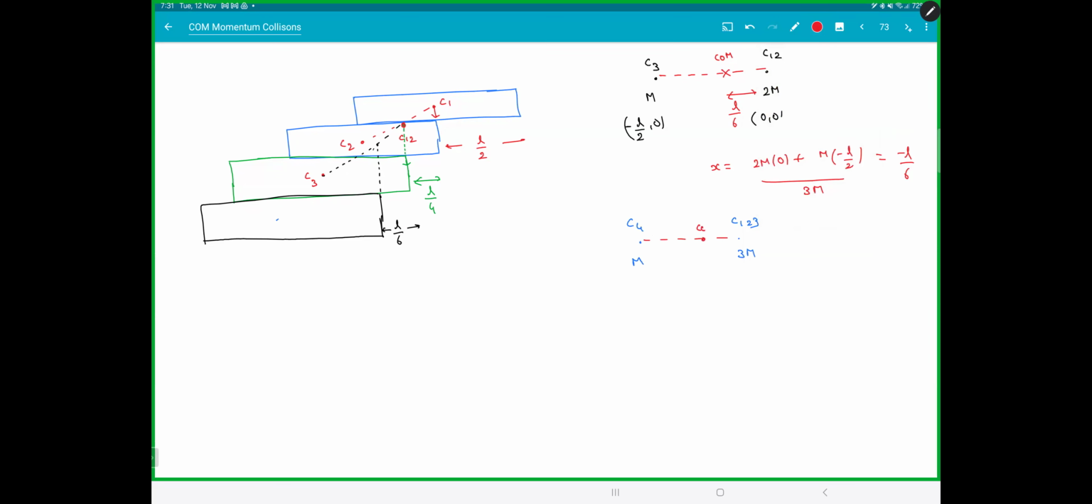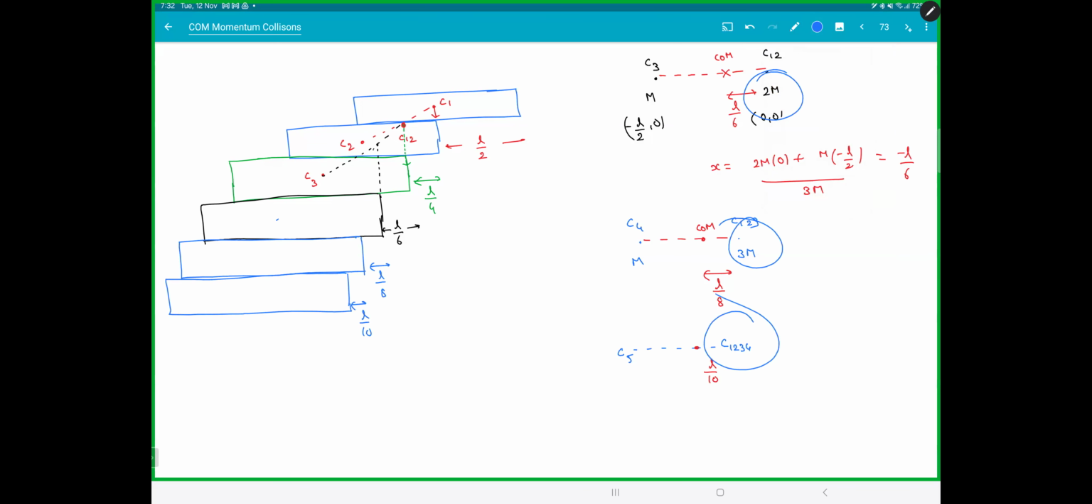You will notice now the center of mass will be somewhere here. Now this distance will be L by 8. If I keep one more plate, C5 and C1, 2, 3, 4, now this distance will be L by 10. You're getting it? So it forms a harmonic progression. If I keep one more plate, L by 10 and so on. That is because on the right hand side, mass is increasing linearly, right? 2m, 3m, 4m, and so on.